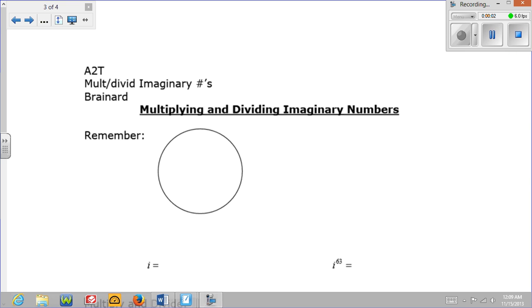Hi, and welcome to Complex Numbers Day 2. Today we are going to be multiplying and dividing imaginary numbers and also talking about a complex number.